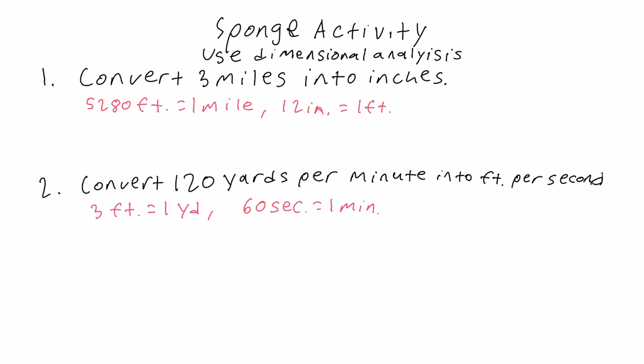Alright, now for the sponge activity. So I want you to use dimensional analysis on both of these problems. First, convert 3 miles into inches. Second, convert 120 yards per minute into feet per second. So I say use dimensional analysis to do it because it would be very easy to go onto some online program and just type in convert this to this. I want to see that you use dimensional analysis correctly as well, so that you got dimensional analysis correctly and you got the right answer. If I don't see dimensional analysis correctly, I won't take it.